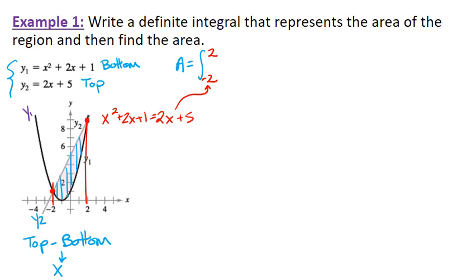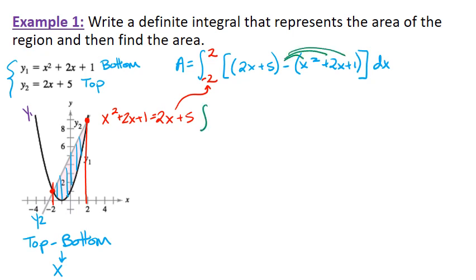Now, since we have our limits of integration, we're going to take the top function, which in this case is 2x plus 5, minus the bottom function, which is x squared plus 2x plus 1. And don't forget the dx. So now this is something that should be straightforward. So what you're going to do is simplify the integrand, everything in here, and then integrate. So we'll distribute this, and we end up with the following.